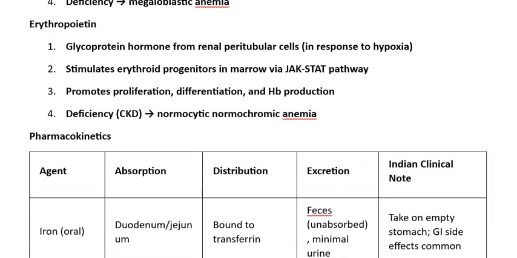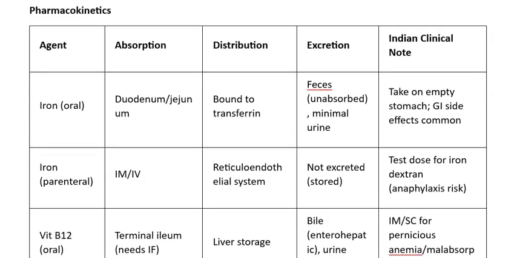Now let's look at pharmacokinetics, PK. How does the body handle these substances once they are administered? Absorption, distribution, metabolism, excretion, all that. PK is absolutely crucial for understanding dosing, the routes of administration we choose, and potential issues that might crop up. Let's start with oral iron PK. What are the key points?